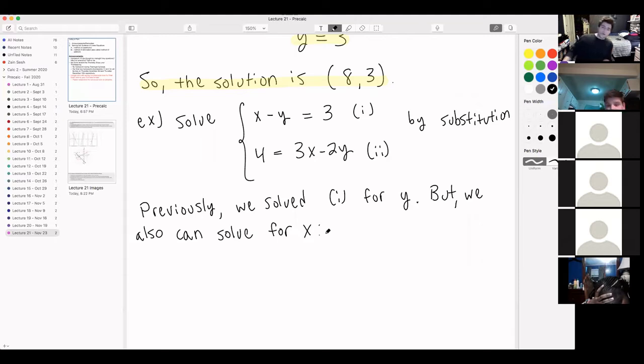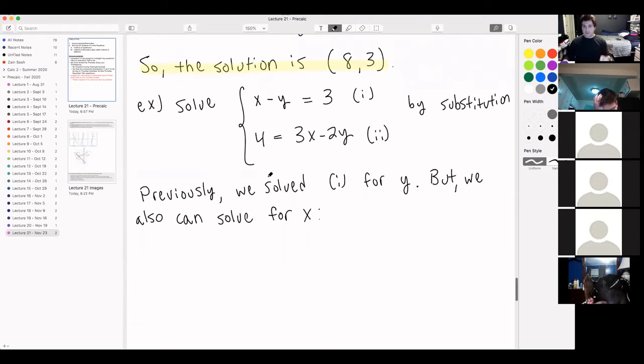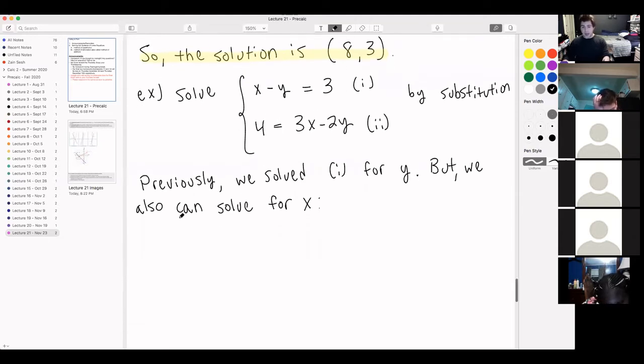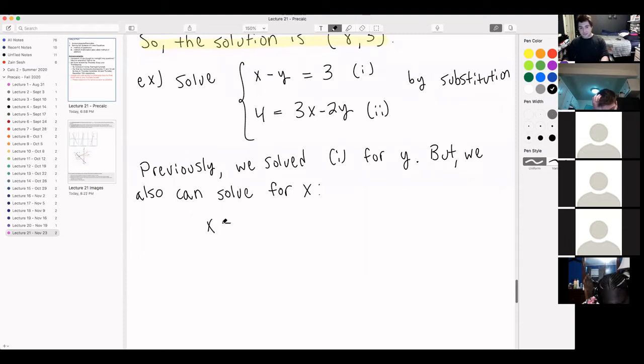All right, so let me say this again. The previous example, we put equation 1 into y equals form. I didn't need to do that. I could have put it into x equals form and then continued the strategy from there. So let me show that. I'll solve 1 for x. So that will be x is equal to 3 plus y.